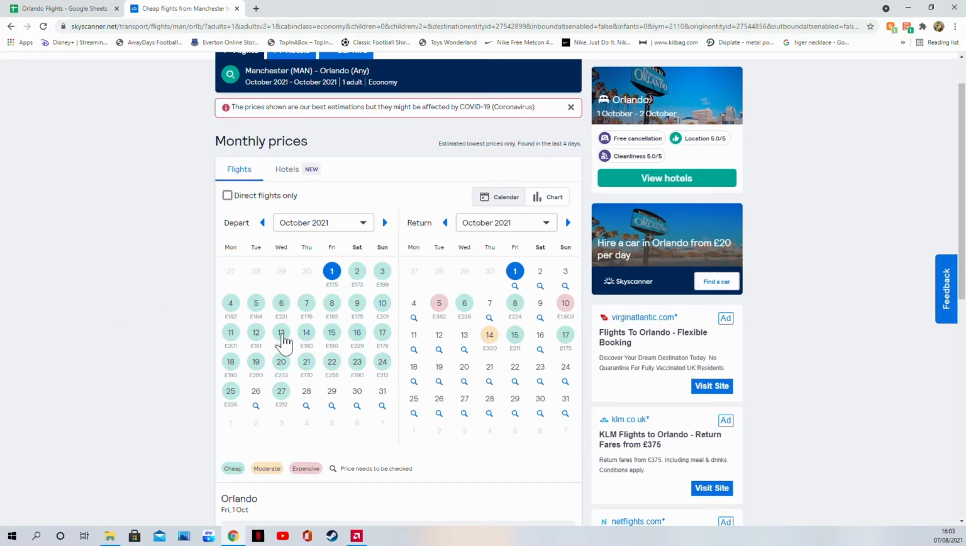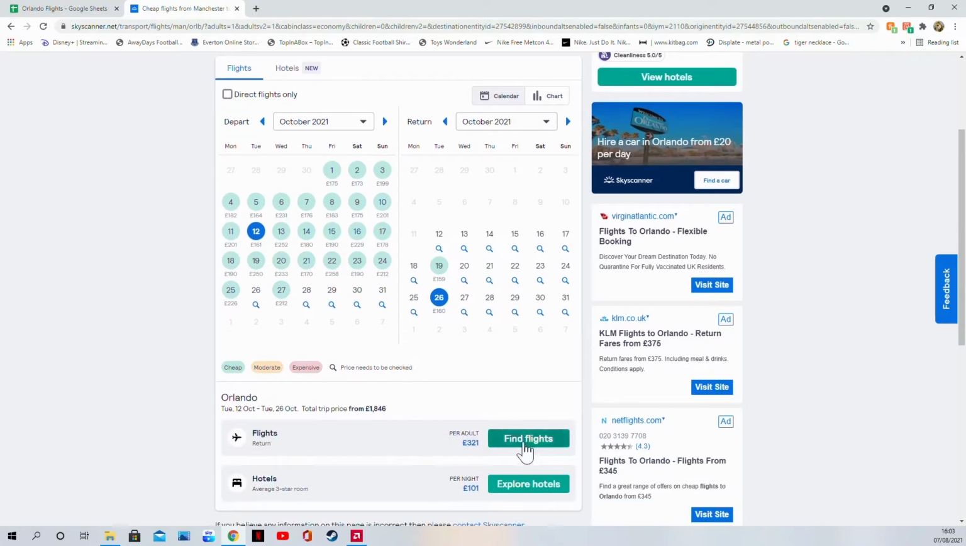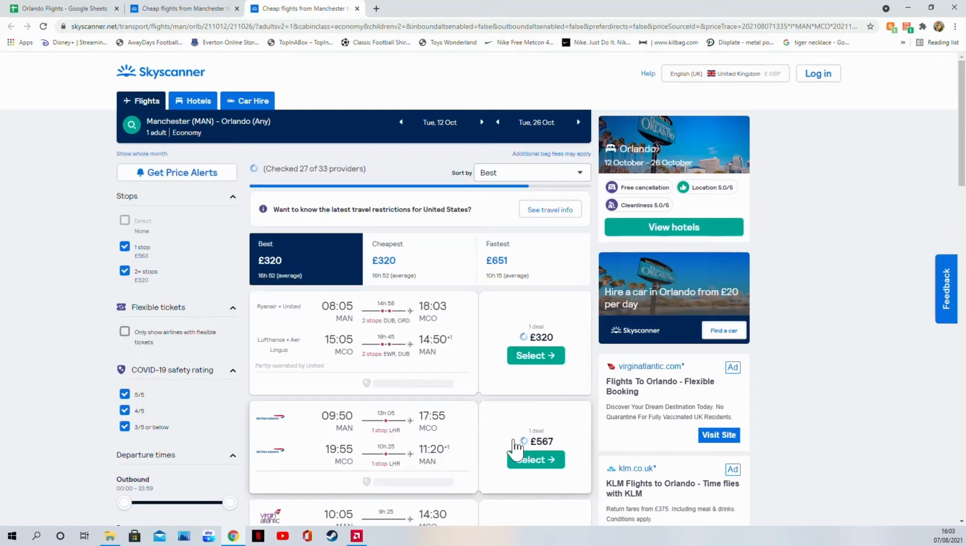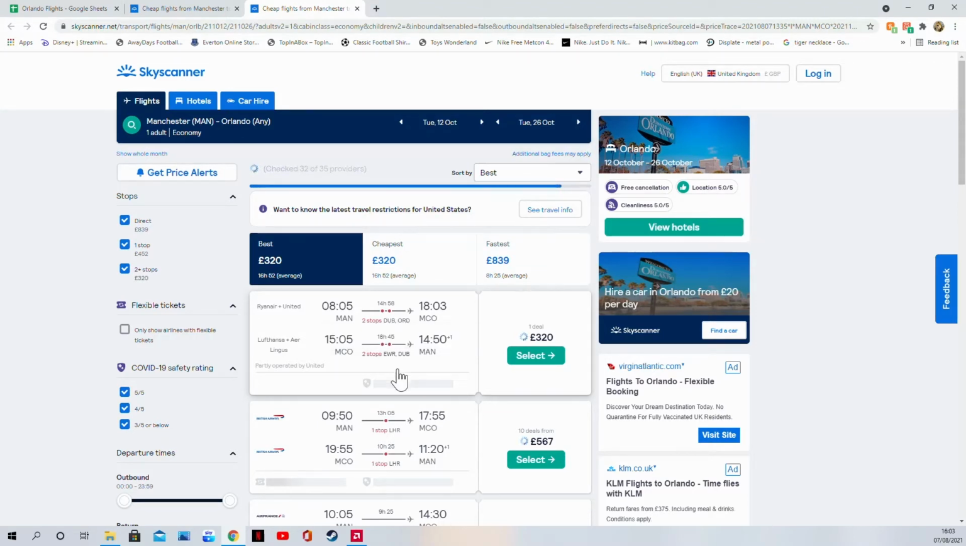Looking at here, if we go out on the 12th of October, we can get a flight for £160, and coming back 2 weeks later we can get a return for £160, so that's reasonable. If we hit find flights, that'll chug away and actually do the proper search for us. We can see here that this cheapest one has 16 hours in the air on average, which is quite a long time. It's got 2 stops, one in Dublin and one in Chicago O'Hare.